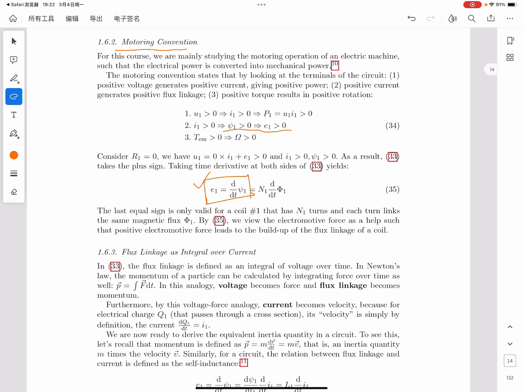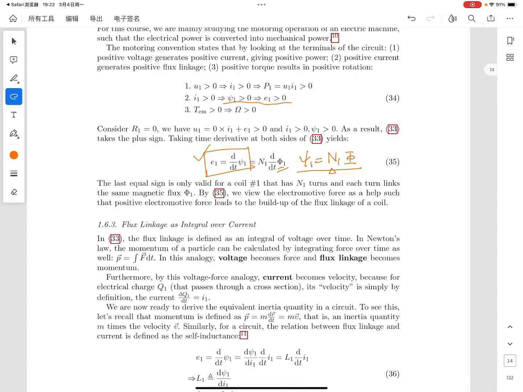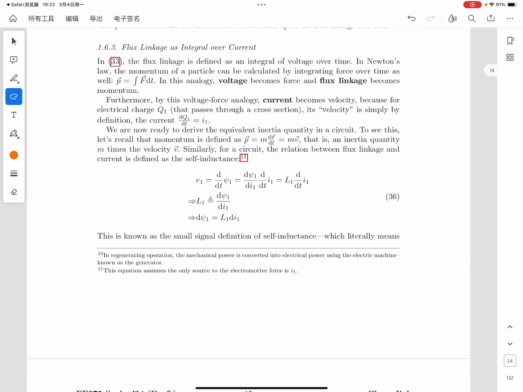And flux linkage is related to the magnetic flux by this equation, where N is the turn number for the coil. So in this equation, the flux linkage has been defined as the integral of voltage. Actually, in Newton's law, the momentum can also be calculated as a time integral. So it's something like this. So there's some kind of analogy between these two laws of motion. That is, the voltage is the force and flux linkage is the momentum, right?